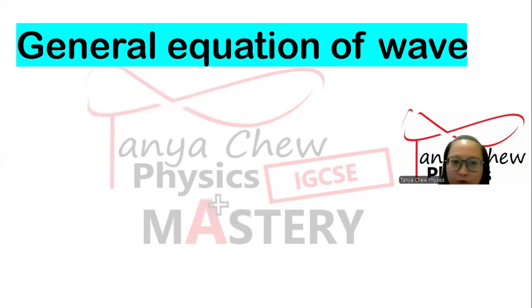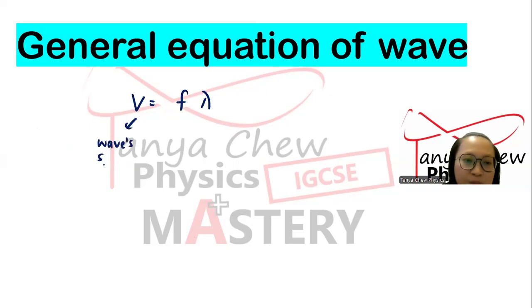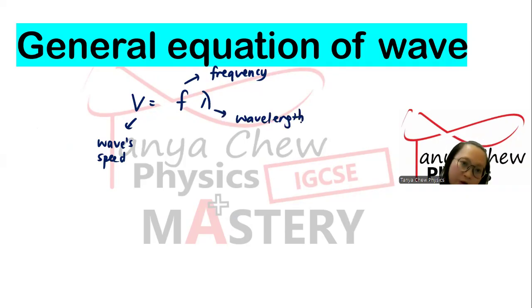General equation of the wave, v is equal to f lambda. v is called wave speed. f is called the frequency of the wave. And lambda is called the wavelength of the wave.